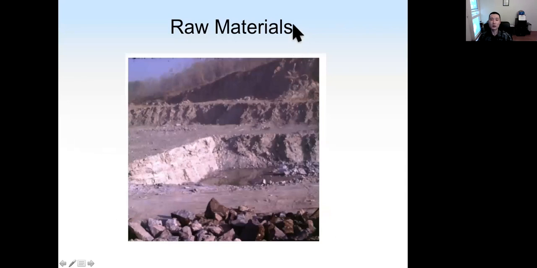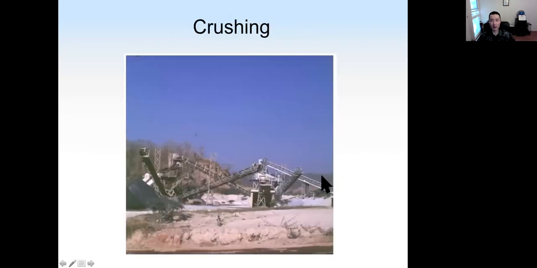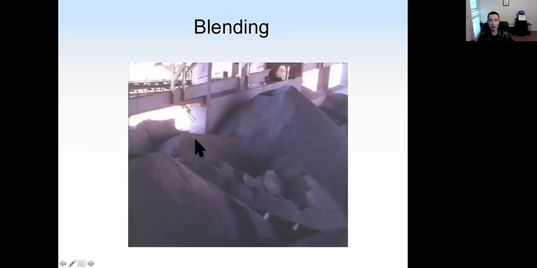Here is a picture of the quarry. We need to gather raw materials such as limestone and clay. The stone will be crushed into smaller size. This is the crushing. Different raw materials will be blended after grinding.